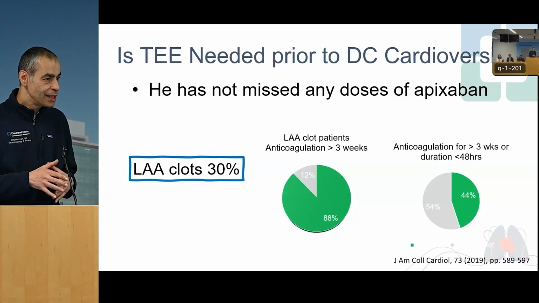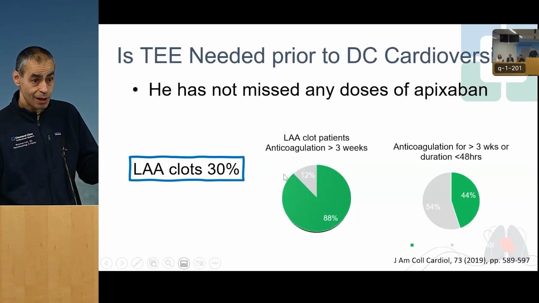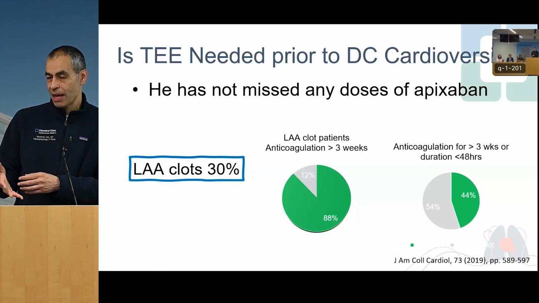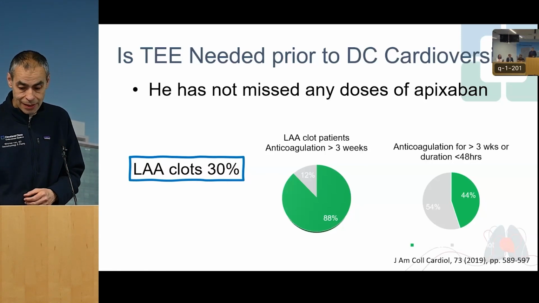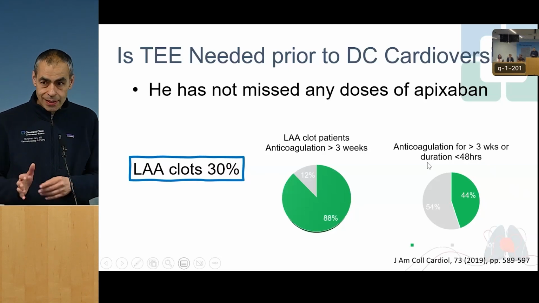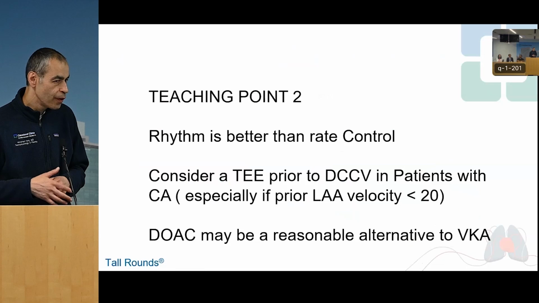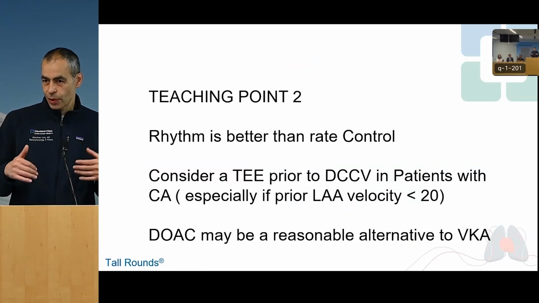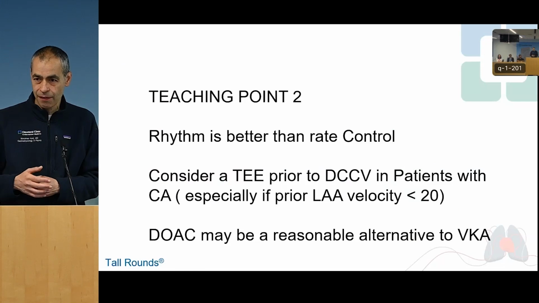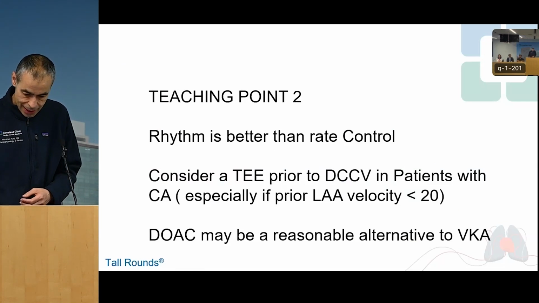And if you look at these individuals, you'll find that it's not uncommon for them to be on oral anticoagulation for more than 3 weeks. So these individuals could have a clot despite being on oral anticoagulation for 3 weeks. And actually, some of them had atrial fibrillation for less than 48 hours. So this is a different group of patients. I think you have to be a little bit careful about doing a DC cardioversion in these individuals, even if they've been on a blood thinner, especially if they had a prior TEE showing significant left atrial appendage myopathy, meaning left atrial appendage velocity is less than 20.